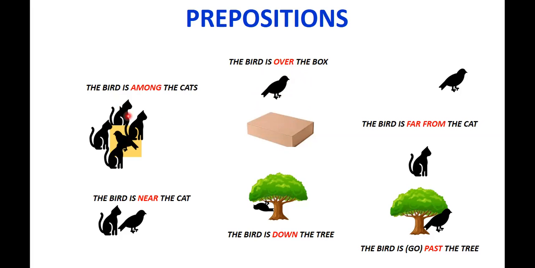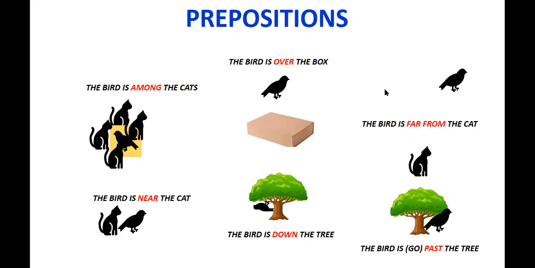Now here the bird is among the cats, ¿verdad? En medio de los gatos. The bird is near the cat, near. You can say close also. The bird is down the tree, abajo, ¿verdad? O sea, está cayéndose del árbol o abajo del árbol. The bird is far from the cat. If you see the cat is here and the bird is here, so they are far. It's the opposite to near. And here the bird goes past the tree. Es como pasando, ¿verdad? Va pasando por el árbol. Okay, so those are the prepositions that we are going to study for tomorrow.